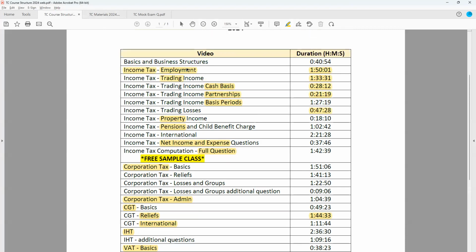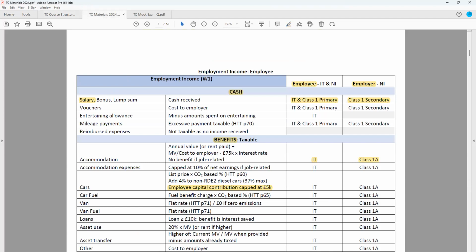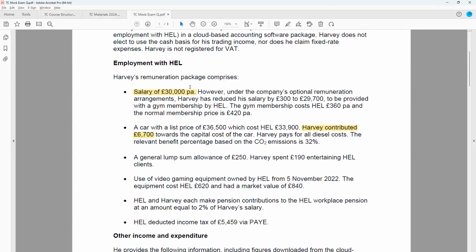During the class on employment income, I'll explain exactly how employees are taxed, how the different amounts are calculated, how national insurance applies, but then immediately after, I'll work through some exam questions. So you can see the specific exam technique you should be using when working through exam questions. And this will help you to achieve similar levels of success in your TC exam.